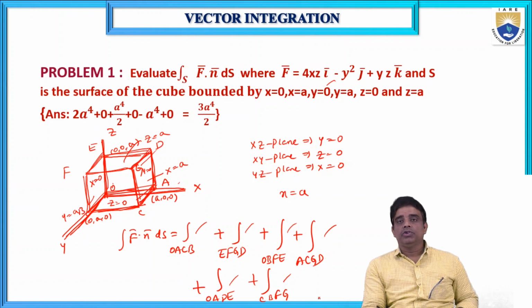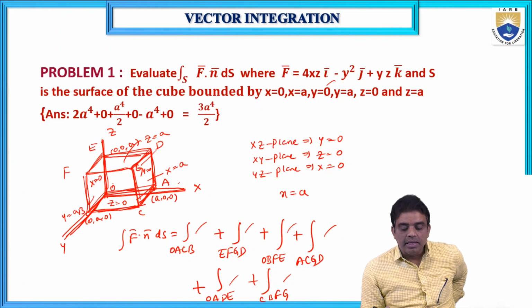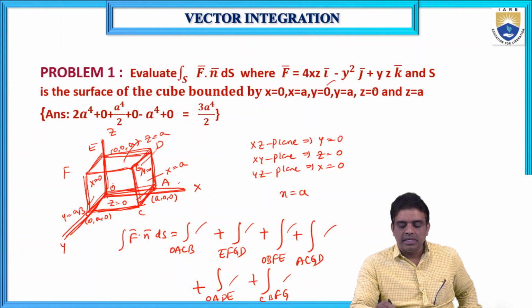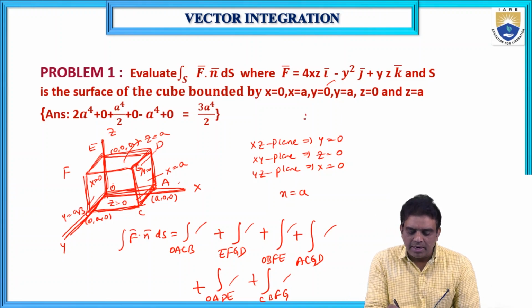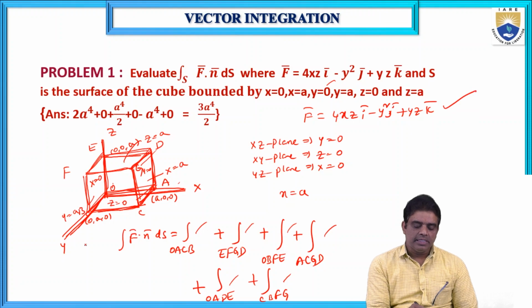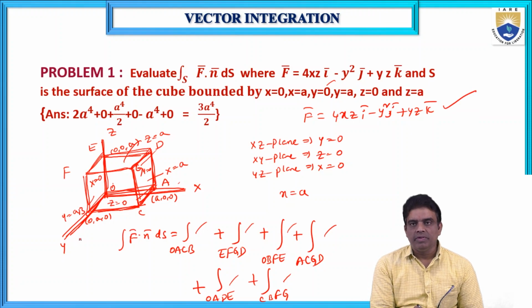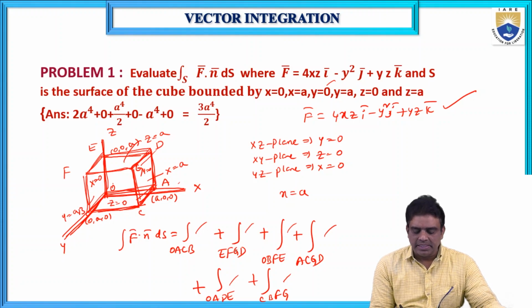By adding all these, we will get the required surface integral of the given function F bar with respect to the surface of the cube, right? So what is given here as F bar? It is 4xz i bar minus y square j bar plus yz k bar. So this is the given F bar function and this is the surface. You have to evaluate accordingly along all the surfaces, that is the first surface, second, third, fourth.